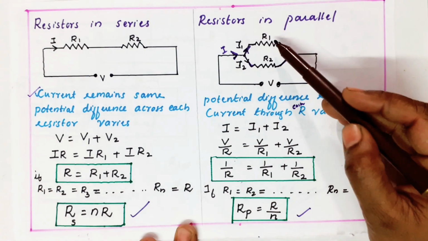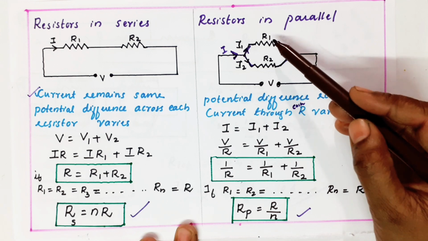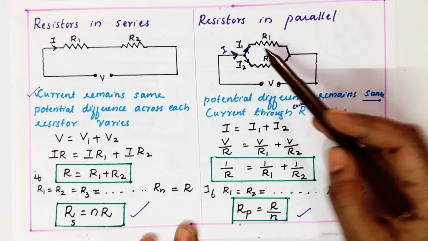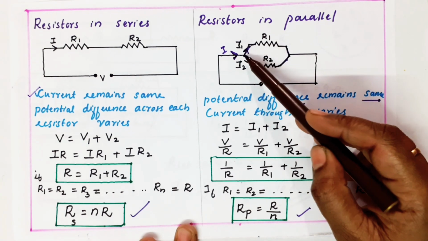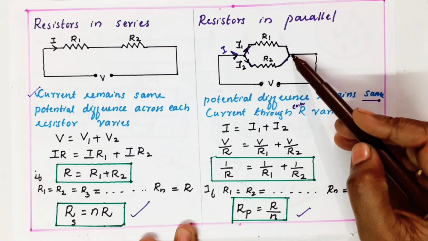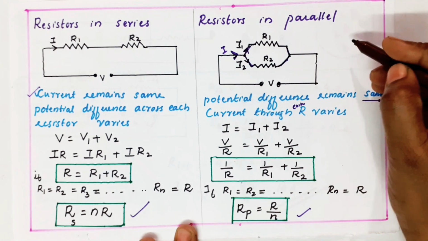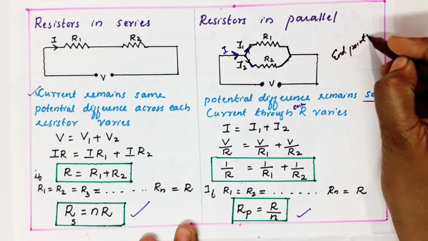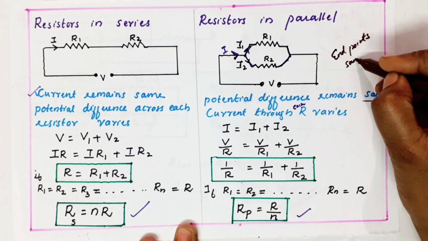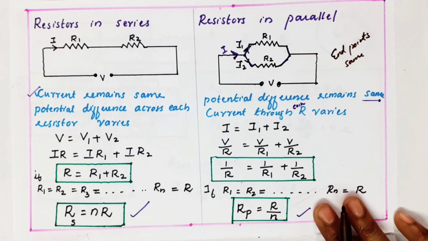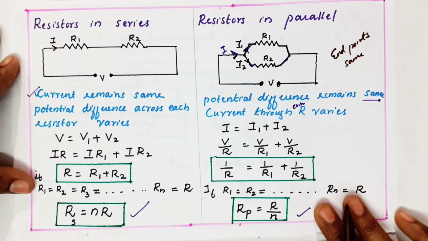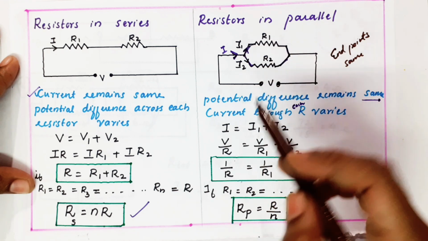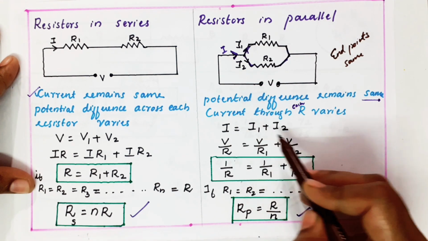Parallel means you see these two resistors, R1 and R2, and their end points should be the same. The end points of R1 and R2 are here, and the end points of R1 and R2 are here. So I'll tell a shortcut: end points are the same for a parallel connection. If end points are the same, their potential difference is the same. But what happens to the current? When the current reaches here, it splits into two, I1 and I2. So I can write the total current I equals I1 plus I2.